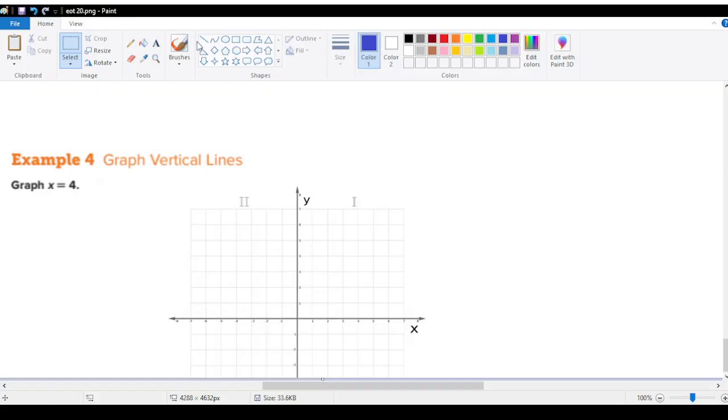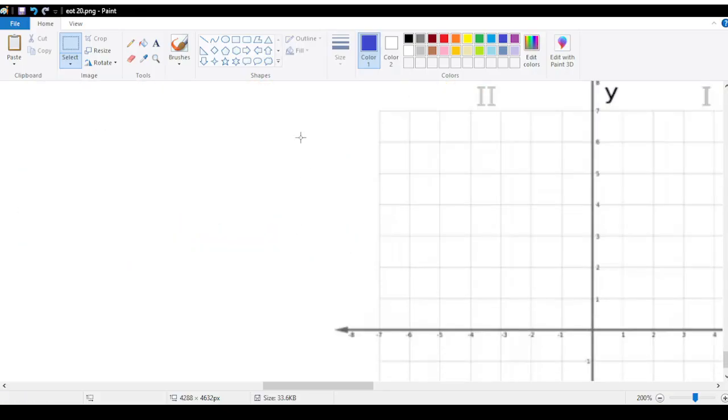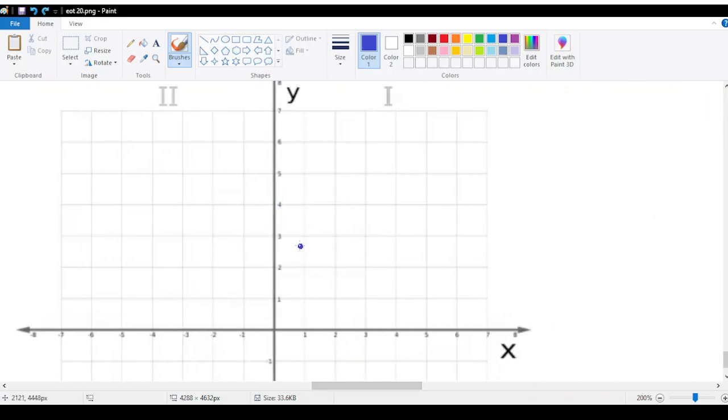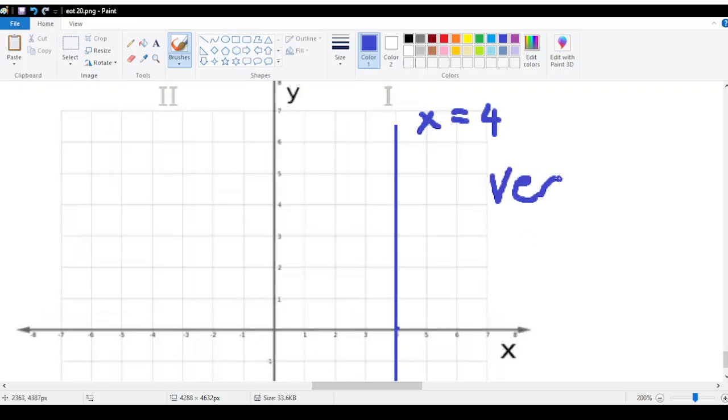We look for the 4 on the x, then we make a line, meaning here. No, this is not correct. This is y, the one below. Yeah, that's good. And then after that, I will draw a line like this. No, vertical. It should be vertical. Something like this. So this is x equals what? x equals 4.